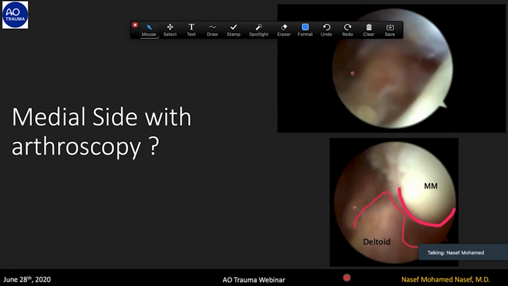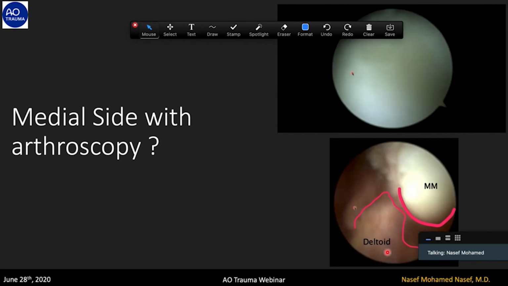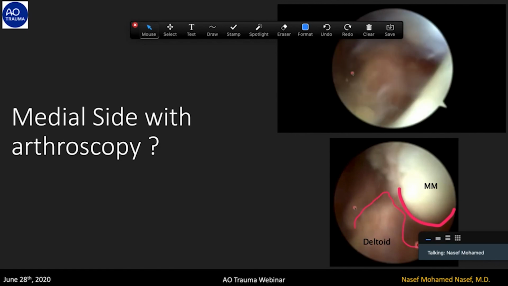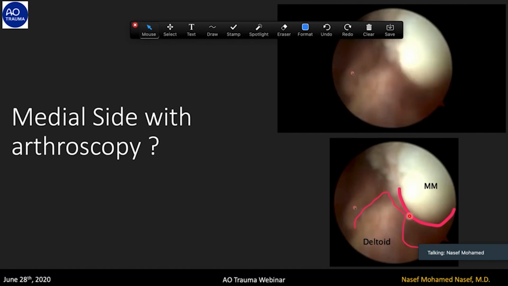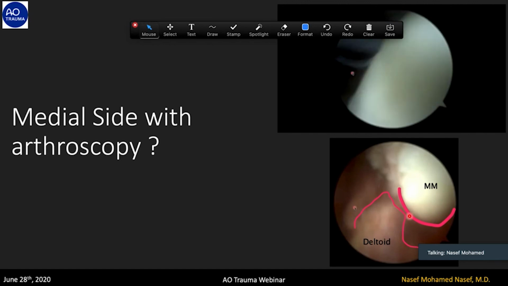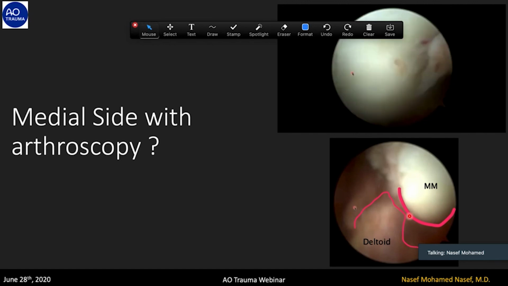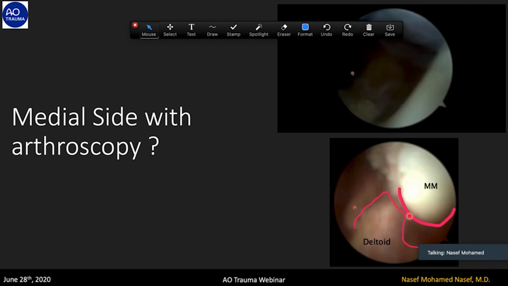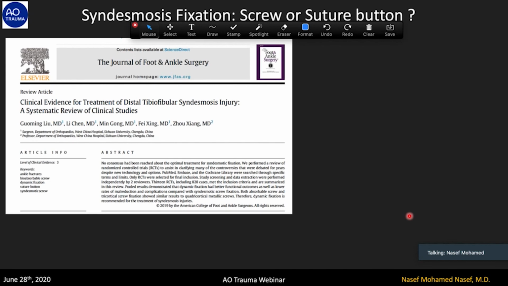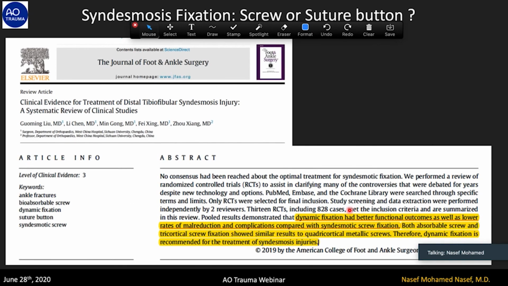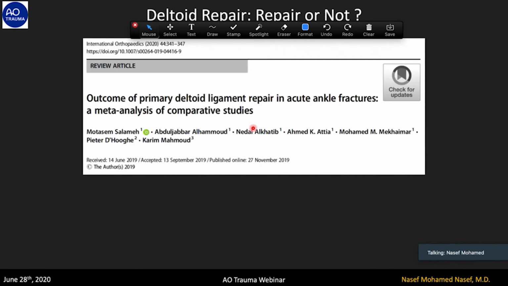And so I used the arthroscopy on the medial side, and you can see here the deltoid is completely off the medial malleolus. So whatever I do, I know that this patient might end up with a pes planus afterwards. The deltoid is gone, and this is a main stabilizer of the ankle. So this is a 4B, and that's why I went with the fixation methods for the fibula, for the syndesmosis, and for the deltoid. So in the end, you can use whatever type of fixation for the syndesmosis.